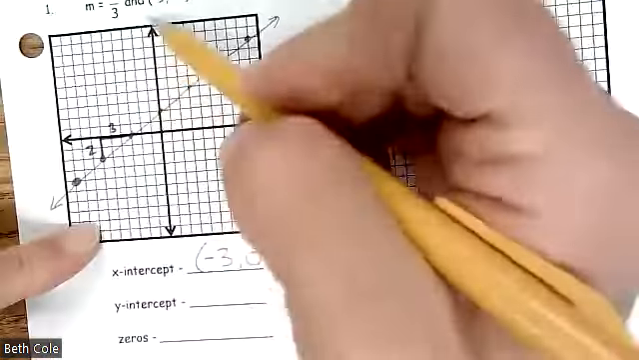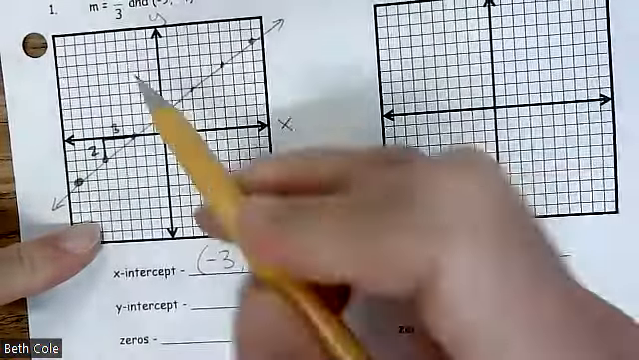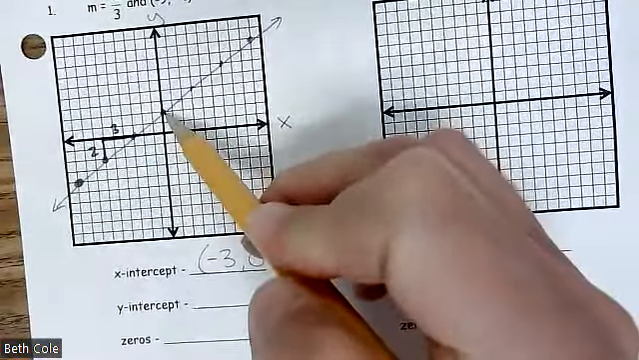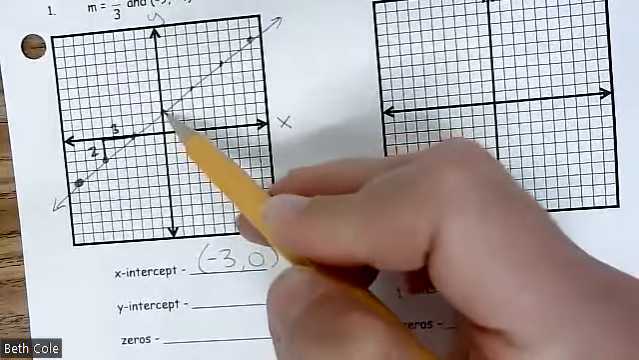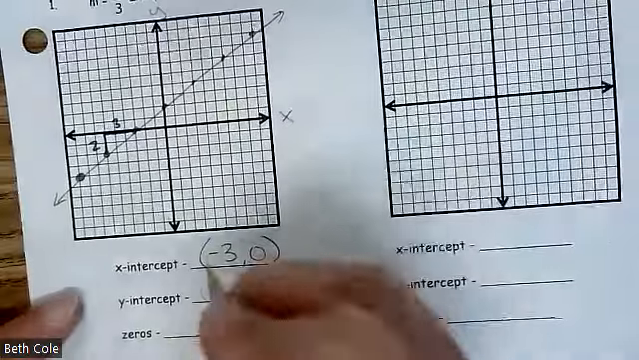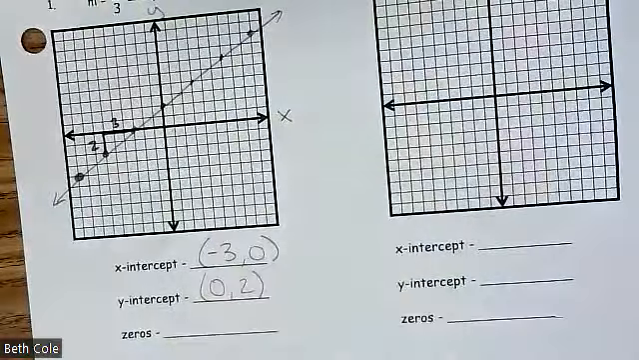And then the y-intercept, this one's your y-axis. It's right here. It's right there. I don't have a better explanation than look. Look, guys, there it is. So where is that touching the y-axis? Good. 0, 2.